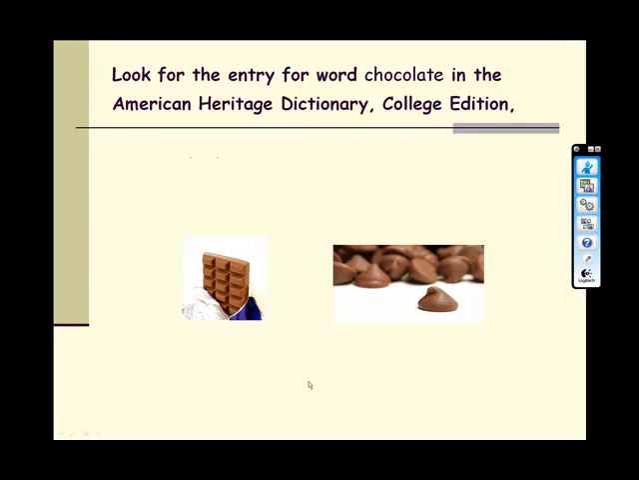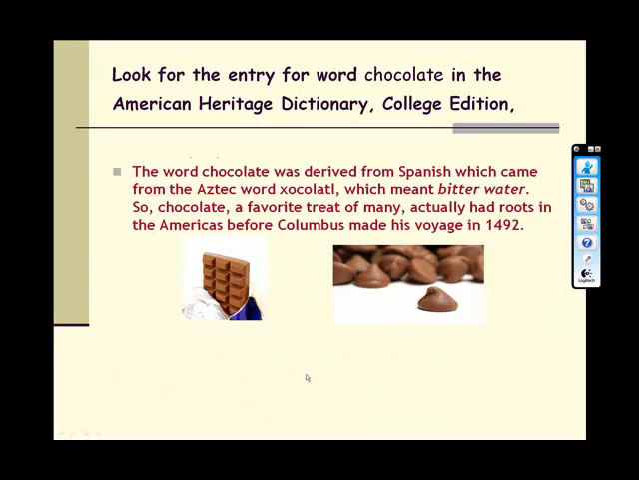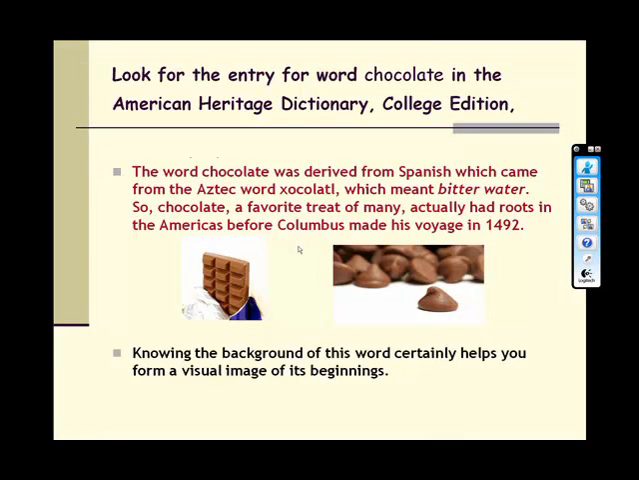Look for the entry for the word chocolate in the American Heritage College Edition Dictionary. The word chocolate was derived from Spanish, which came from the Aztec word xocolatl, which means bitter water. So chocolate, a favorite treat of many, actually had roots in the Americas before Columbus made his voyage in 1492. Knowing the background of this word certainly helps you form a visual image of its beginnings.